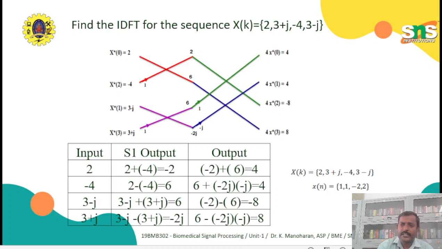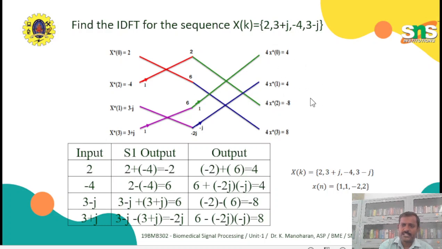For the decimation in time algorithm, the input is in bit reversal order and the output is in natural order. Again, we are performing an inverse discrete Fourier transform. For an inverse discrete Fourier transform, the input should be fed as a complex conjugate, and the output also we need to take as a complex conjugate, and then we should divide by capital N. Here N, the number of samples, is 4. So the final output we should divide all the values by 4, with the input fed as a complex conjugate and the output also taken as a complex conjugate.